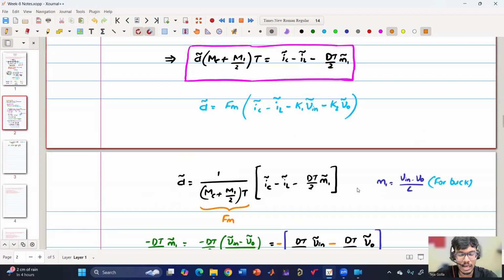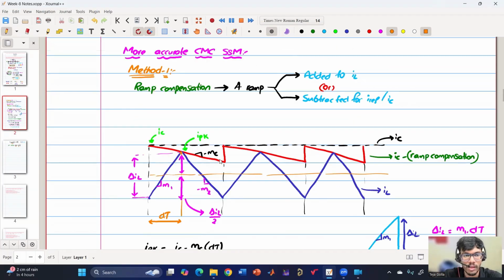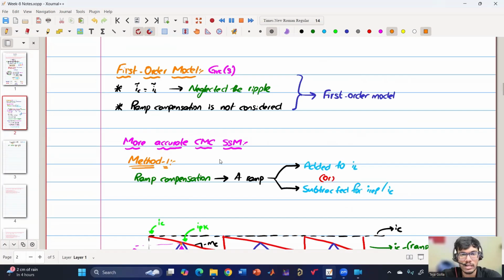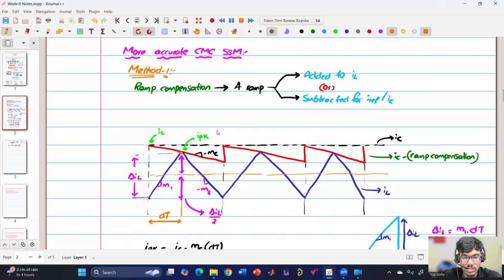So let me quickly summarize so that if you have any confusion, it will be clarified. If you have further questions, then you can ask me after I summarize. Where we started is we had previously considered a few approximations and then we got the model. But what if we do not consider those approximations, which are this one? IC part equal to IL part, which means we have neglected the variable. Also, we have not considered any type of ramp compensation. So now we are going to consider both.